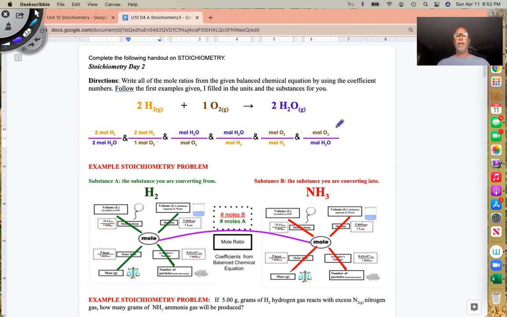Again, we're going to use the mole ratio when we're changing from moles over to moles. So we're going from one city to the other. But we've already done this in a previous video. So this is what you have to fill out in class.